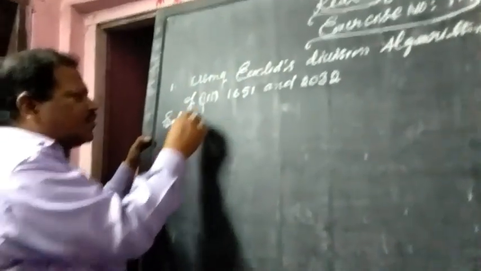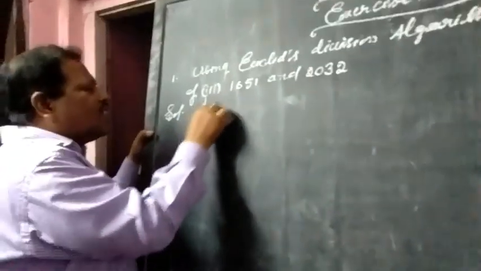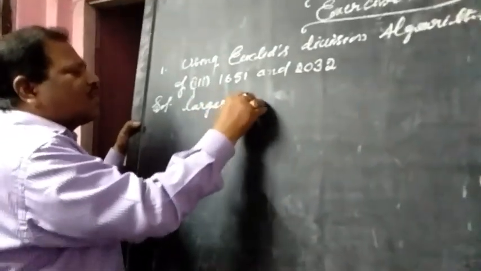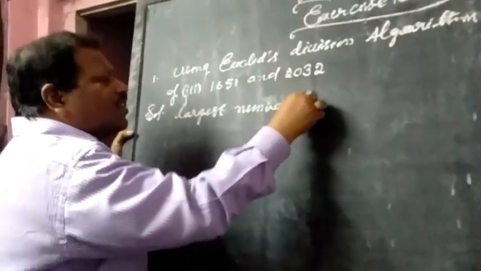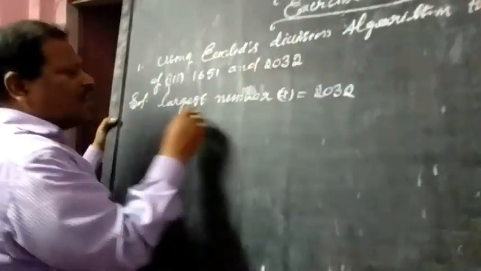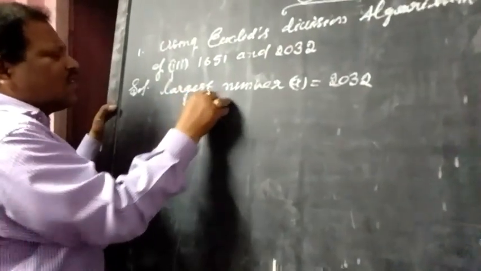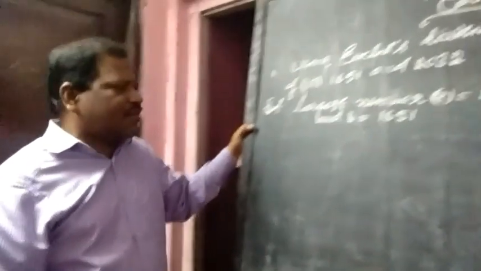So by using Euclid division lemma, what is the largest number in this sum? Tell me. First select the largest number. Largest number is A, equal to 2032. And the smallest number, B, is equal to 1651.